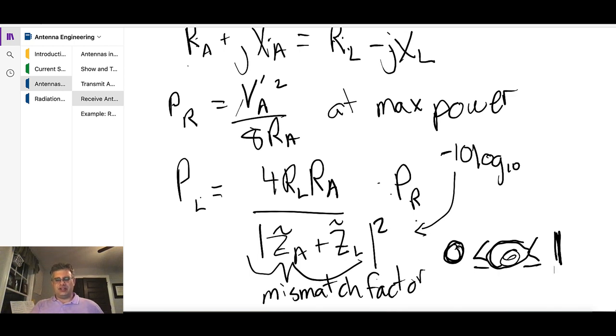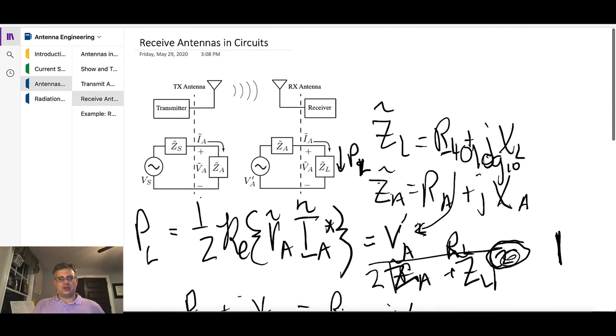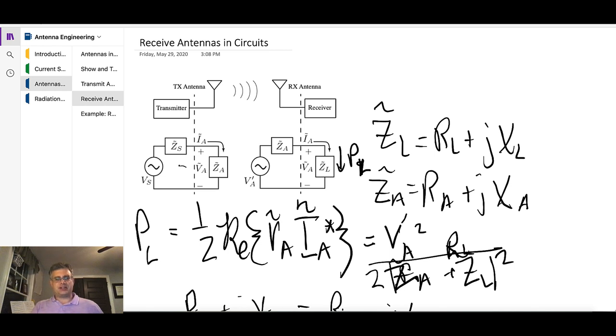Now, one of the interesting things about this is, if we go back to our circuit here, if you're familiar with transmission lines and circuit theory, it's pretty easy to understand this circuit. You have a source, it sends power here. If it's not matched, some of that power is going to be wasted and reflected right back into the source. Here, it's a little bit different. I have a receiver antenna, and it's sending power to a load. Unless it's perfectly matched, some of that power is going to be wasted and sent back into the source.